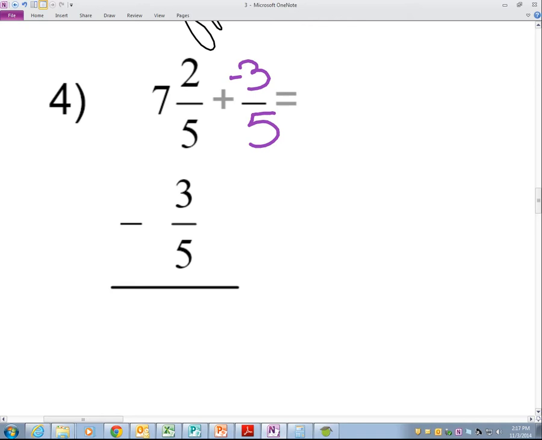So now that it is an addition with the additive inverse, we have common denominators already.